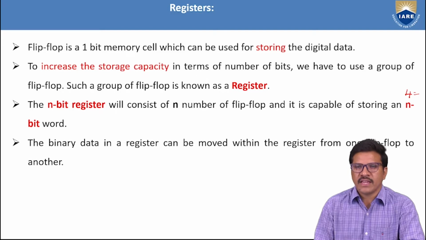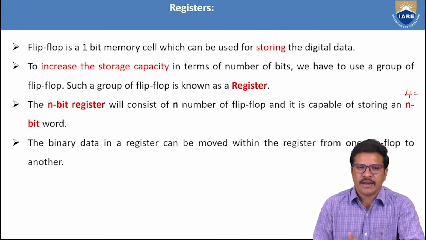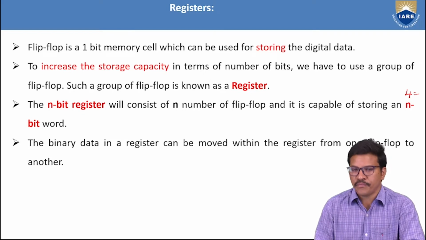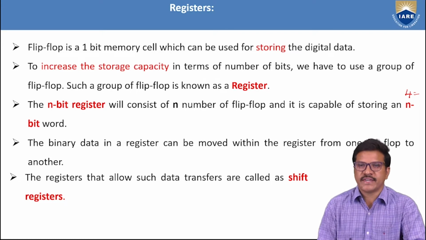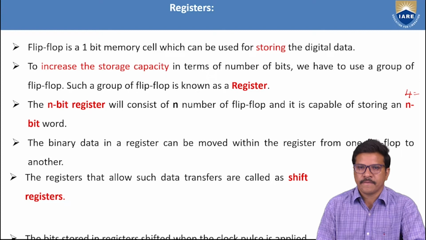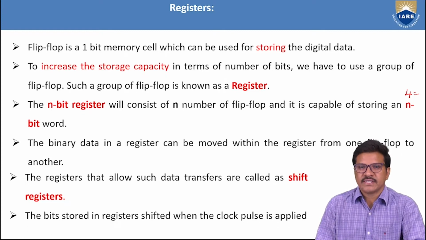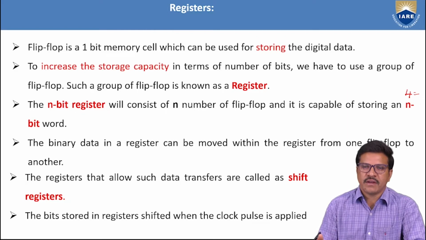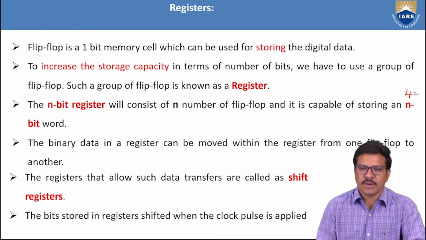This movement of binary information from one flip-flop to another is useful for applications. If you want to change the data in our registers from one state to another, then the data needs to be moved from one flip-flop to another flip-flop. The registers which allow such data transfer are called shift registers. Also, the bits stored in these shift registers are shifted with the application of a clock. Without the application of a clock, the data will never be shifted towards the right or towards the left. Most of the time, synchronous sequential circuits are operated with the application of clocks.